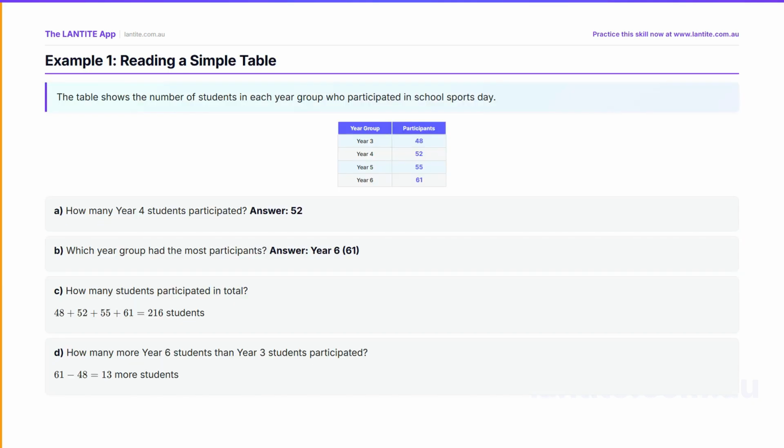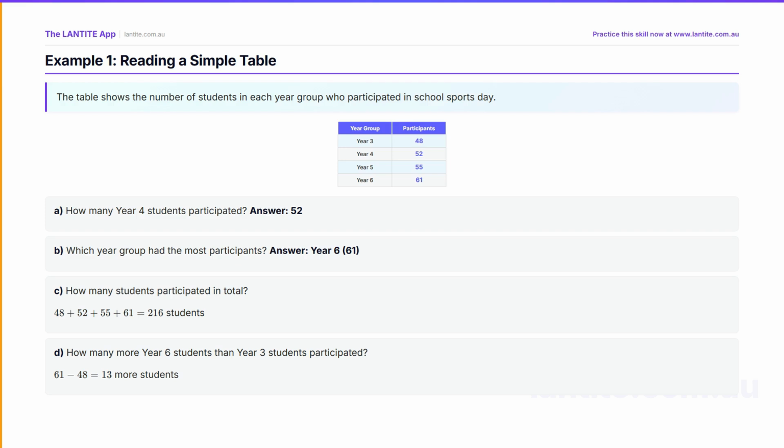Let's start with a simple table. It shows the number of students from each year group who participated in Sports Day. Part A asks how many Year 4 students participated. We find Year 4 in the left column and read across to get 52. Part B asks which year group had the most. Looking down the numbers column, 61 is the largest, and that's Year 6.